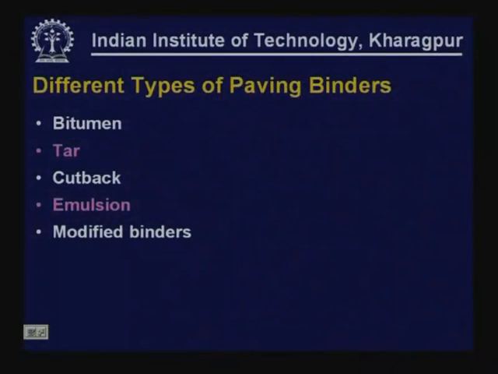Since we are talking about flexible pavements, the binders that we are going to be talking about will be bitumen and other related materials. So, we have in this list bitumen, tar, cutback, emulsion and modified binders. We will be talking about all these binders in this lesson and the subsequent 2 lessons that will be following this particular lesson.